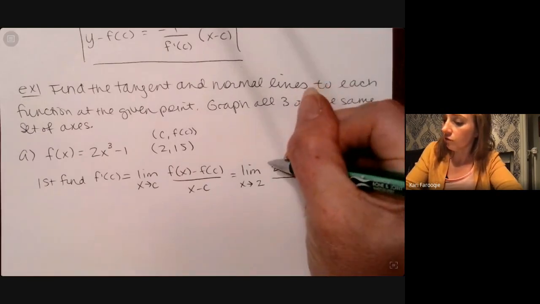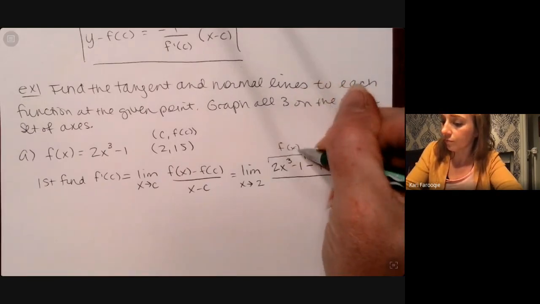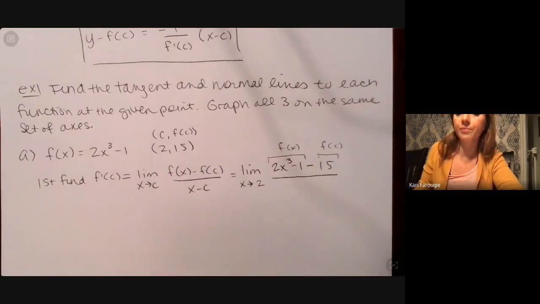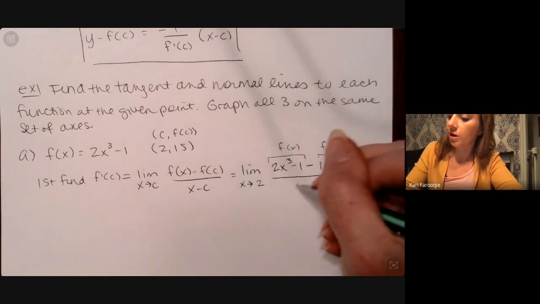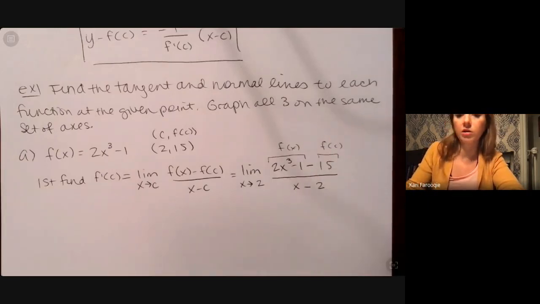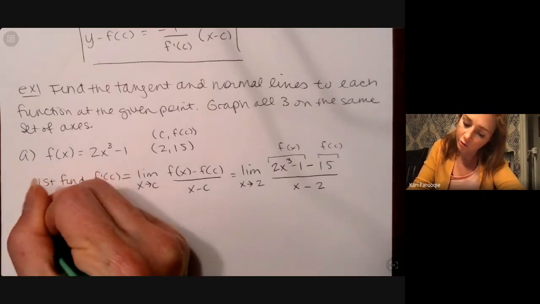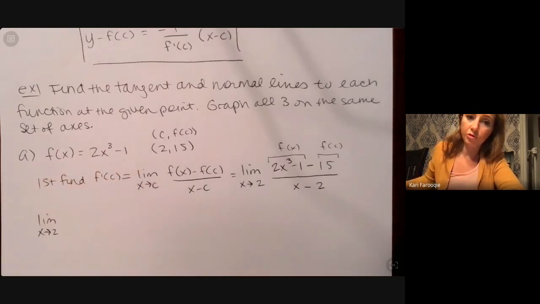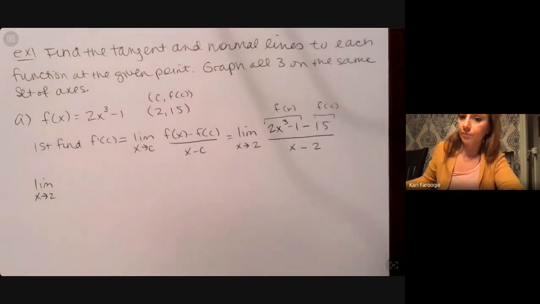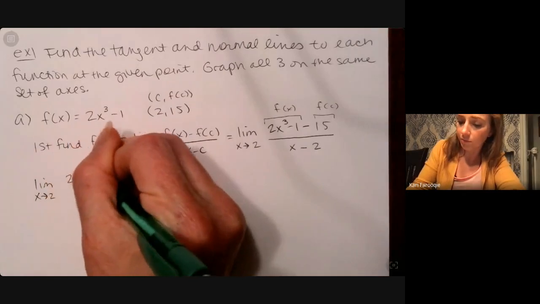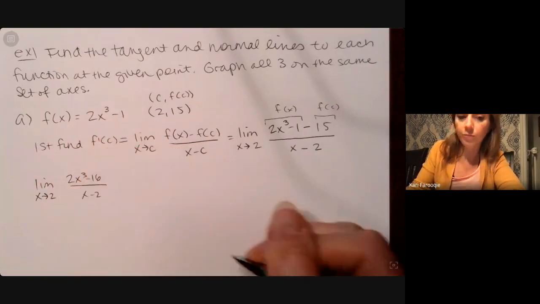So this is your f of x, and here's your f of c, your y coordinate. And then we're going to divide that by x minus c. In our case, c is 2. And we're going to simplify. So we're going to look at the limit as x approaches 2 of 2x cubed minus 16 divided by x minus 2.